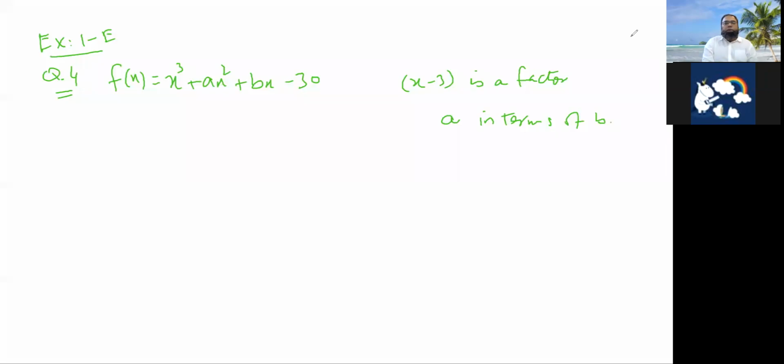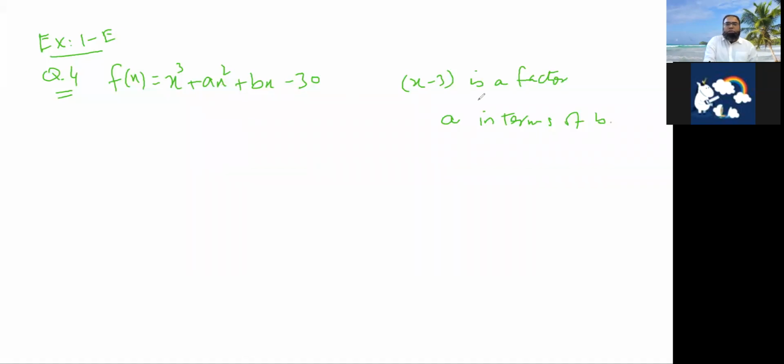Okay, the question is, when this given expression is divided by x minus 3, in fact, x minus 3 is a factor. So we have to find a in terms of b. You must see that there are two unknowns in this expression. To find these two unknowns, you must have two different kinds of information so that you can have two equations and then you solve them simultaneously.